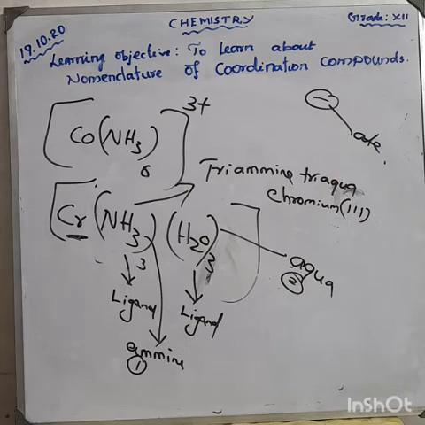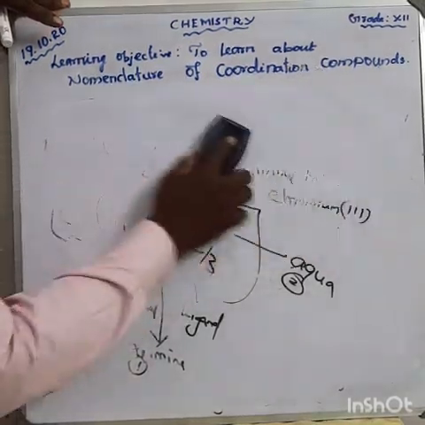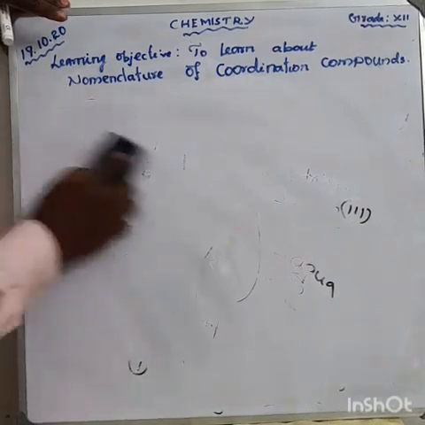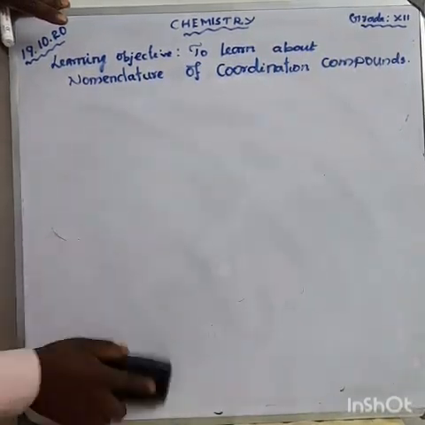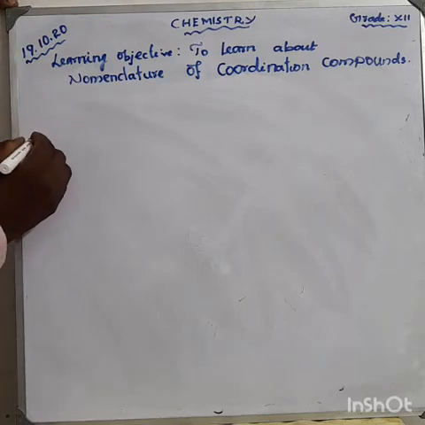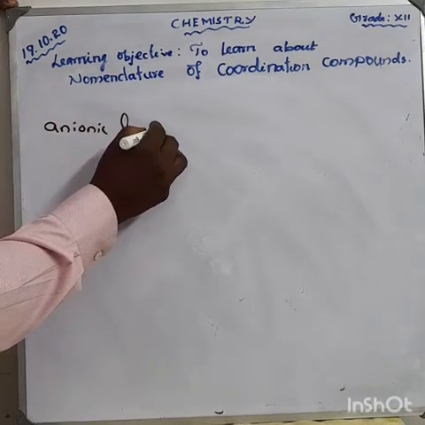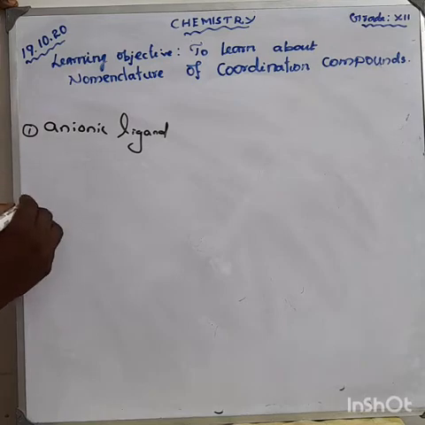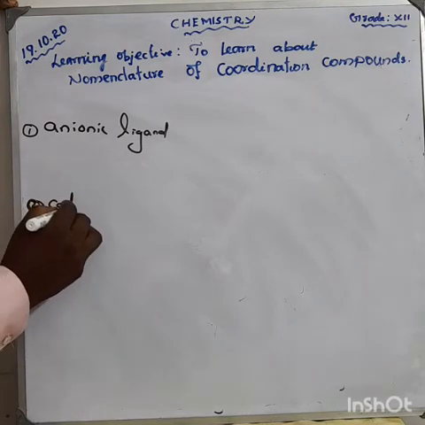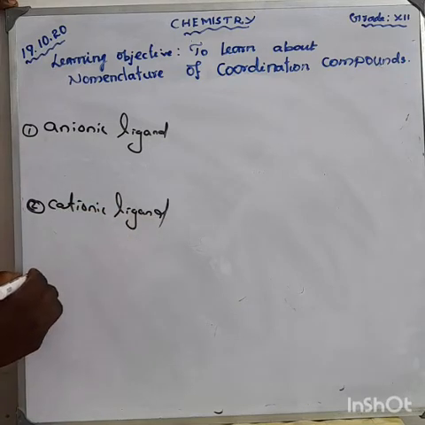That is the third point. I am also explaining how to name the ligands. That is also very important. Naming the ligand is very important. That means anionic ligand, cationic ligand, and neutral ligand. First, anionic ligand. Second one, cationic. Third one is neutral ligand.